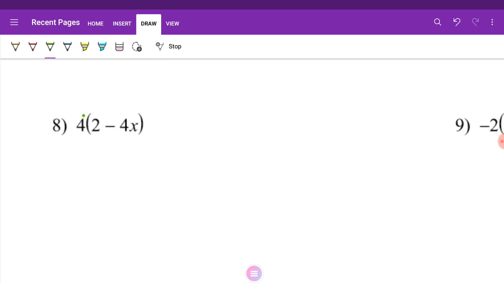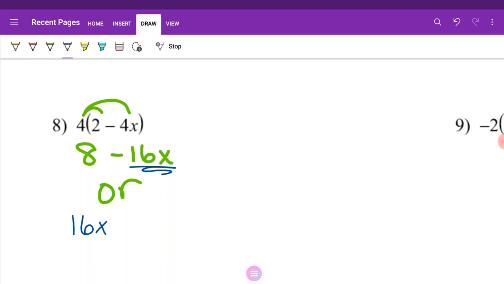Okay, same thing, we're going to distribute. 4 times 2 is 8. 4 times negative 4x is negative 16x. Now that is a perfectly fine answer. Or, normally, the OCD math teacher in me is saying, well, I'm going to put that 16x first. Okay, we usually put the thing with the x first. But that 16x is a negative.